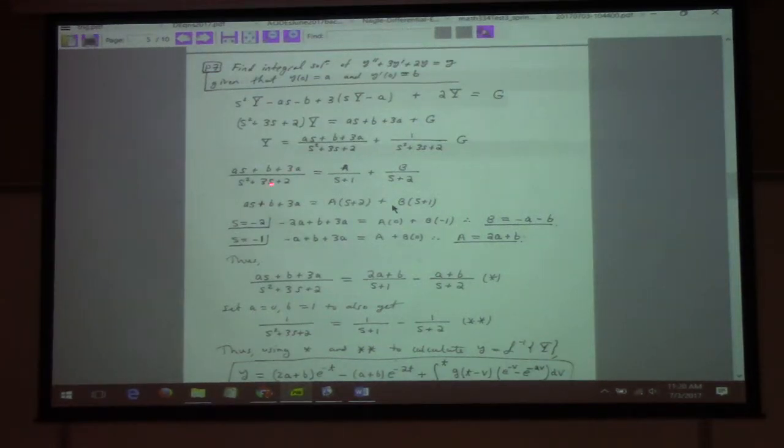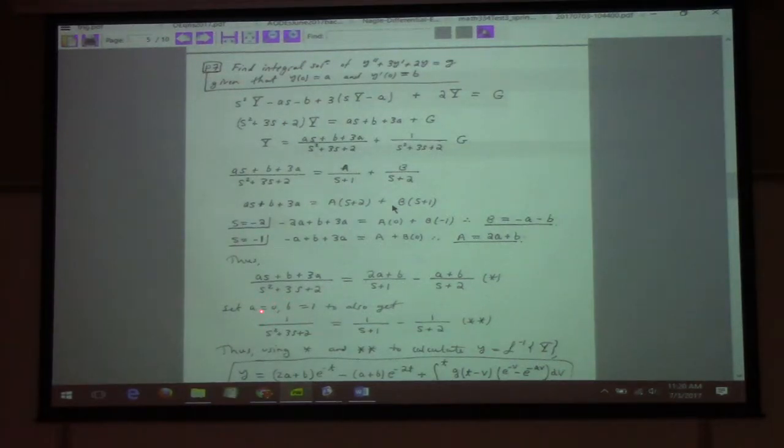So anyway, focusing on this piece here, multiply by a denominator, it gives me that. I plug in minus 2, I plug in minus 1. It gives me this equation and that equation, which gives me that b is minus a minus b, and a is 2a plus b, right? Now, a and b are arbitrary but given constants, so that's as far as I can go. And so this is the partial fractions decomposition of this rational function in S.